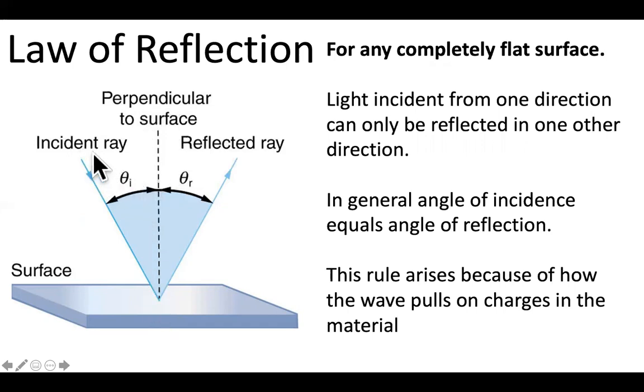And it turns out that this angle, which is the angle of incidence, which is the angle between the incident ray and the surface normal, equals this angle, which is the angle of reflection, which is the angle between the surface normal and the reflected ray. So if you know how the incident ray came in relative to this line, you immediately know where the reflected ray is going to go.